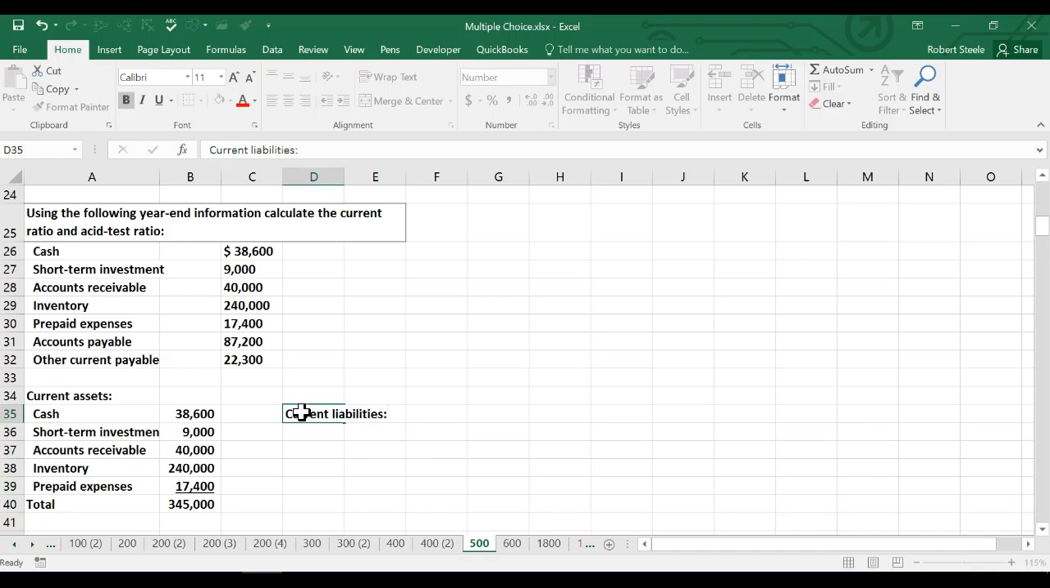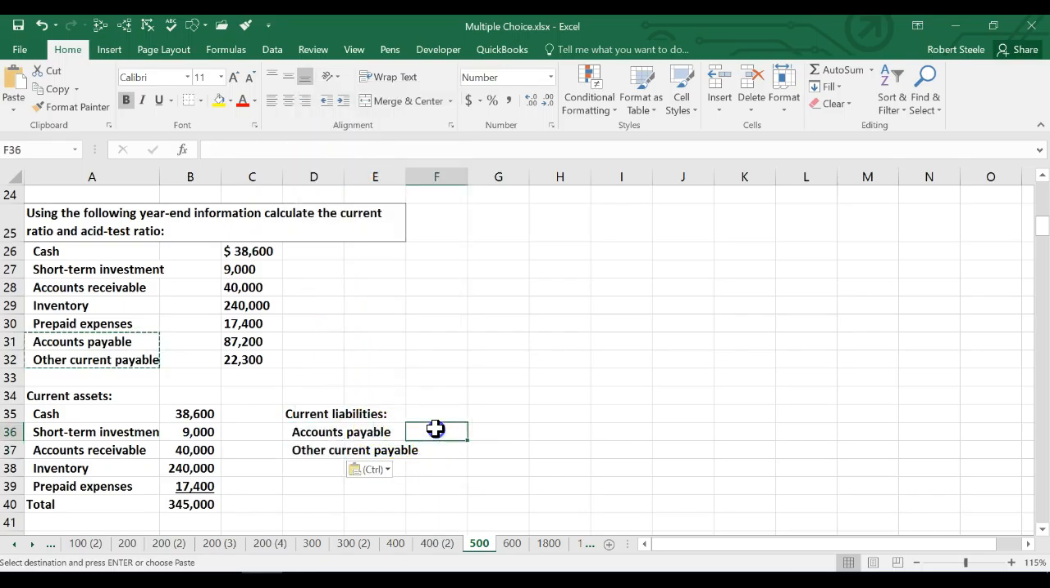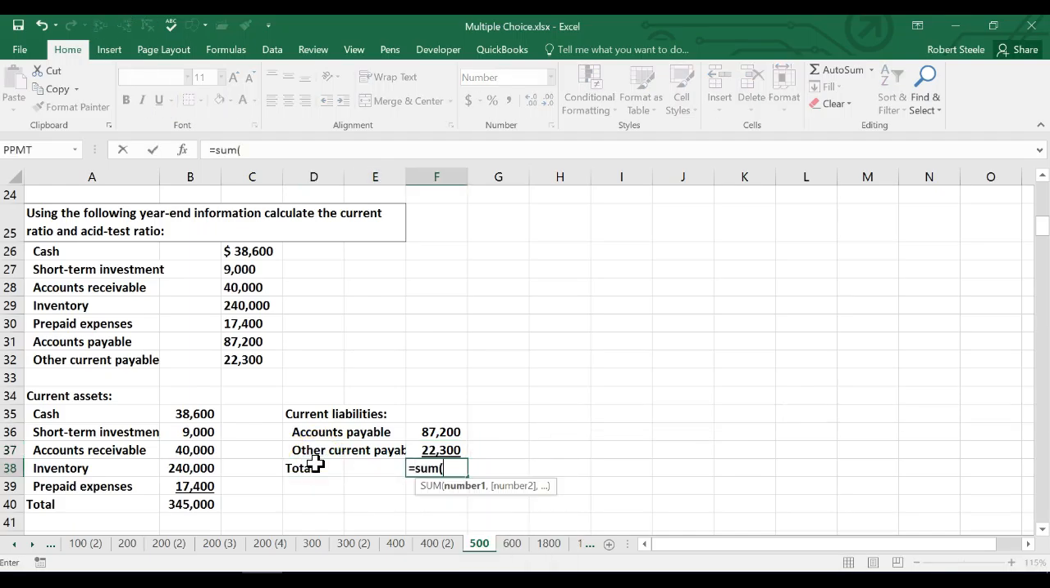So current liabilities would be just the payable and the other current liabilities. So those are the current liabilities. Long-term liabilities would be like long-term notes and stuff like that. They didn't give us any of those, so we got the 22,300. And if we sum that up, underline, total, the total current liabilities would be the sum of those.